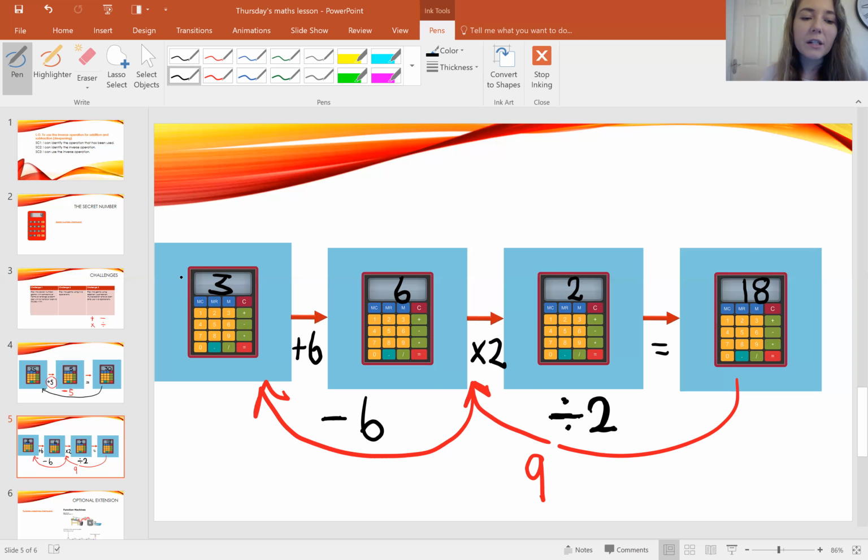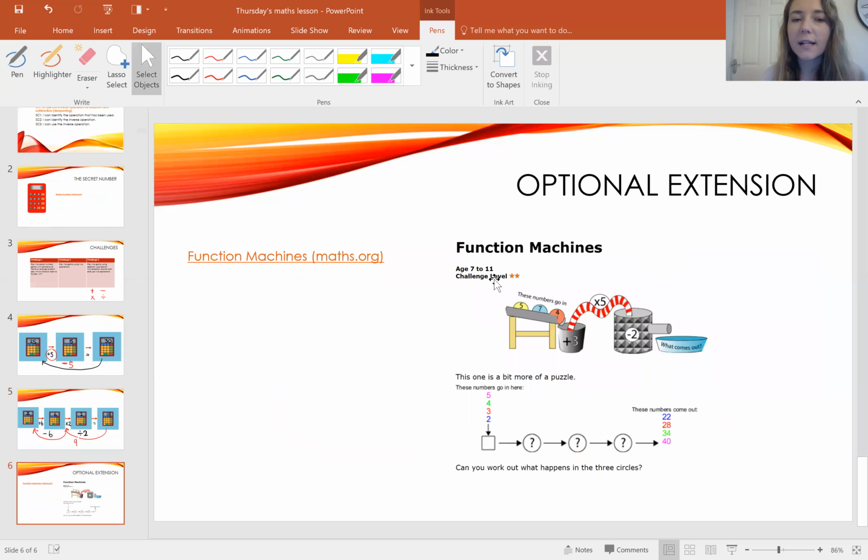If you would like to have a go at an optional extension towards the end of the lesson, there is another challenge to solve, and here is the challenge. Here is a function machine. So there are 3 numbers that go into this machine. When the numbers go in, 3 is added. Then the number is multiplied by 5, and then 2 is taken away. So what number comes out? So for the number 4, you need to add 3 times by 5, take away 2, and tell us the number that comes out. And the same with the number 7 and the number 5.